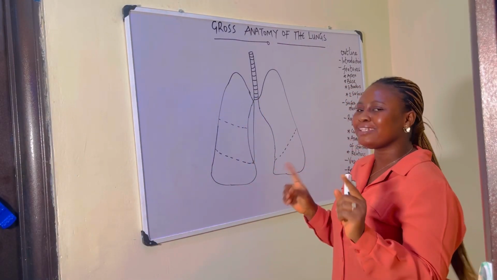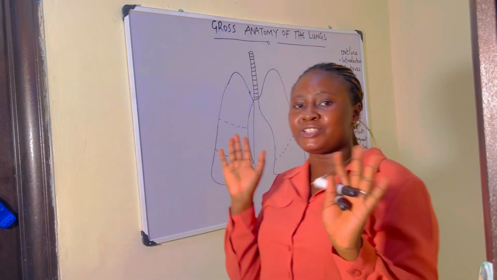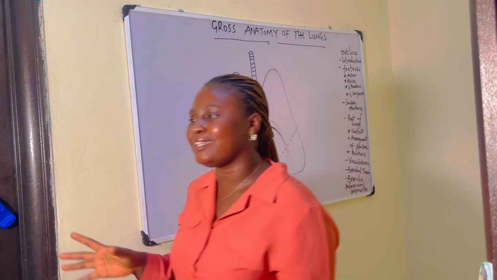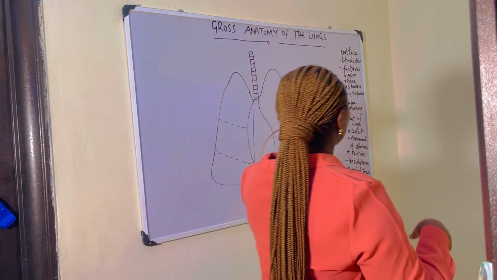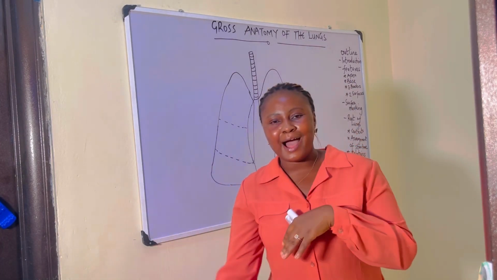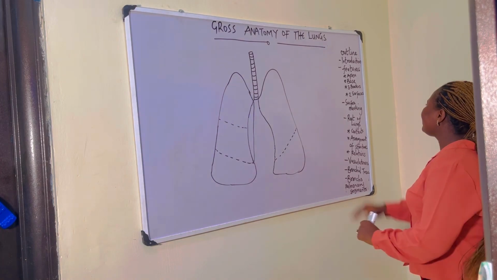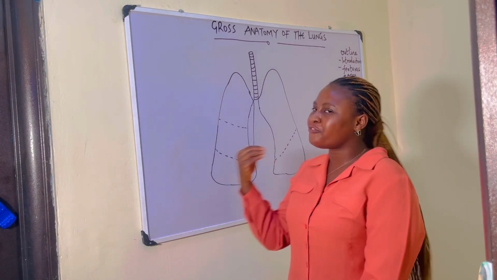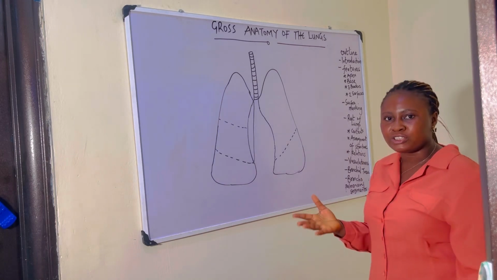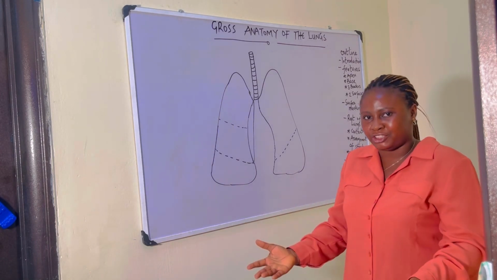So today we are going to be discussing the gross anatomy of the lungs. As usual, I'm going to give you outlines on how to answer questions on the gross anatomy of the lungs. First, we are going to introduce the lungs. We're going to talk about the features, that is the apex, the base, the borders and the surfaces of the lungs. Then from there we'll talk about the features and the lobes, the surface markings, the roots of the lungs, where we have the contents, the arrangement of structures and the relations of the lungs.